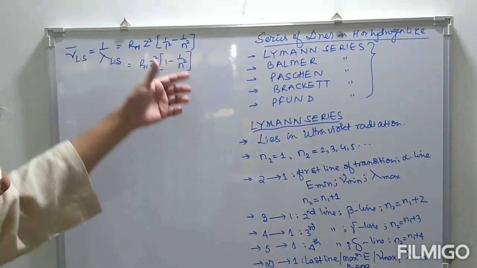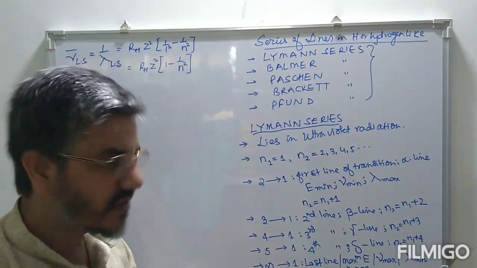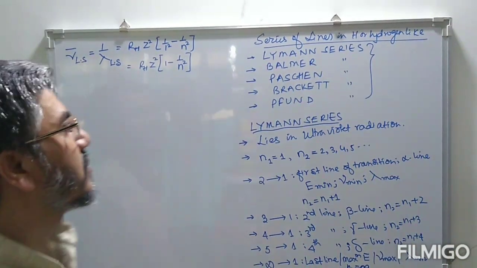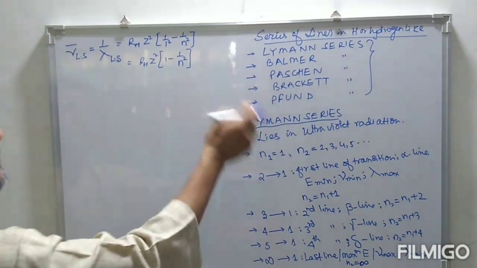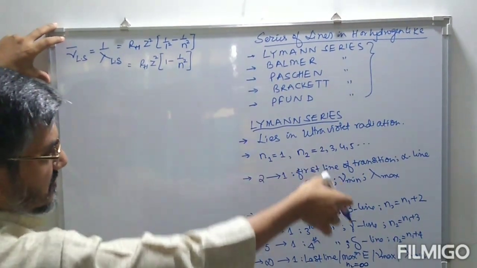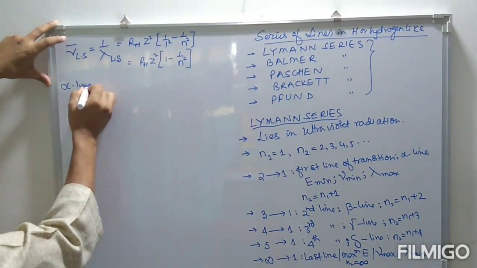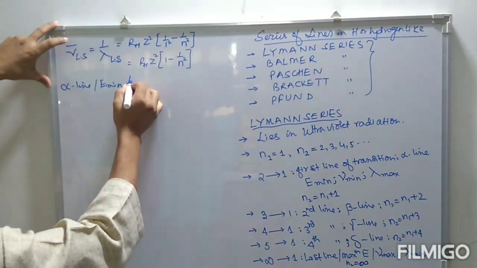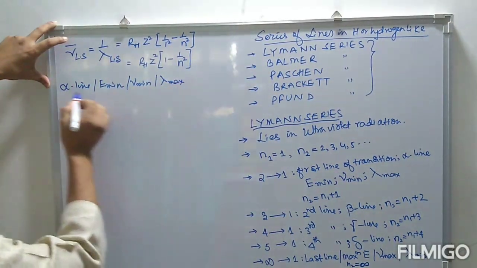So for this Lyman series, what we have to remember is the value of N1, the value of N2 for the first line, second line, third line, and the meaning of alpha, beta, gamma, delta, and minimum and maximum energy transition. Now let me give you the equation for the minimum energy transition and the maximum energy transition. So alpha line, minimum energy or minimum frequency or maximum lambda.